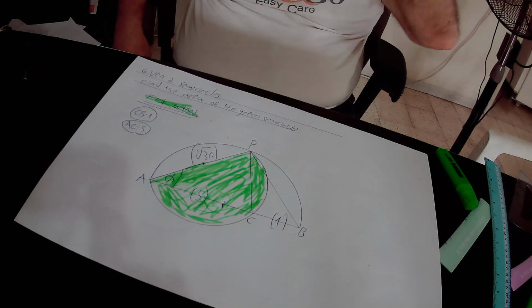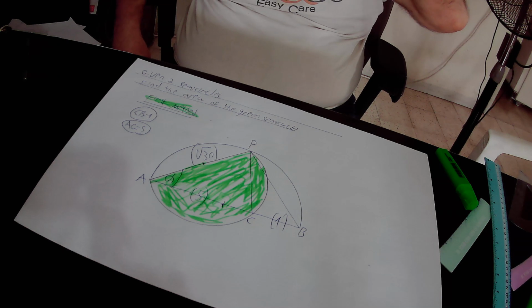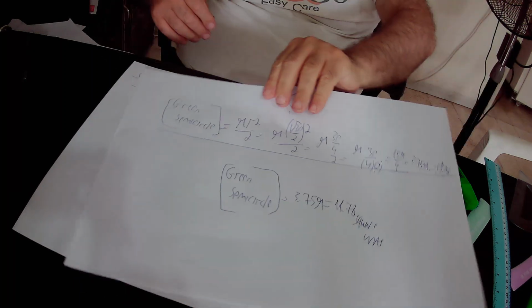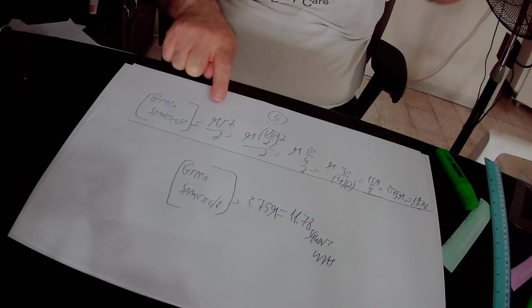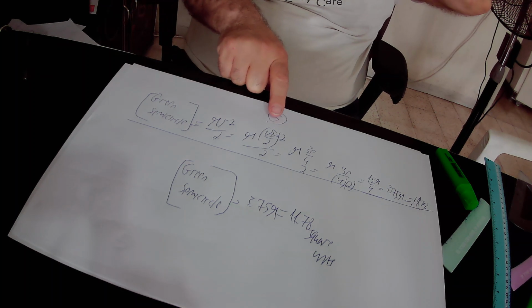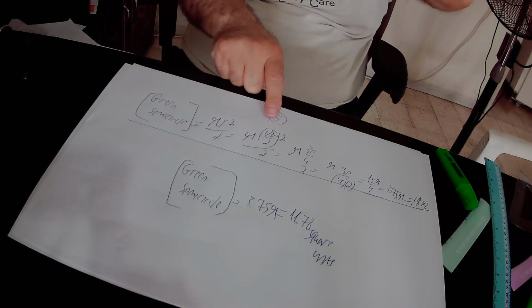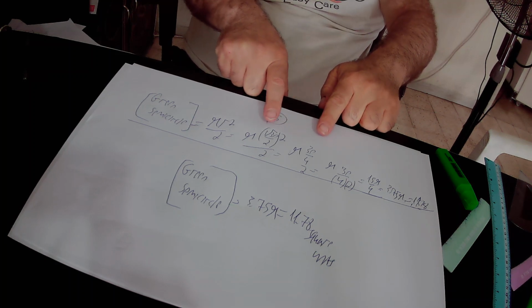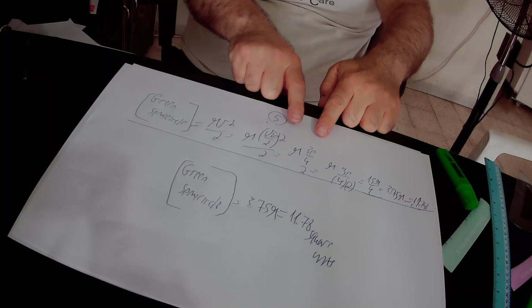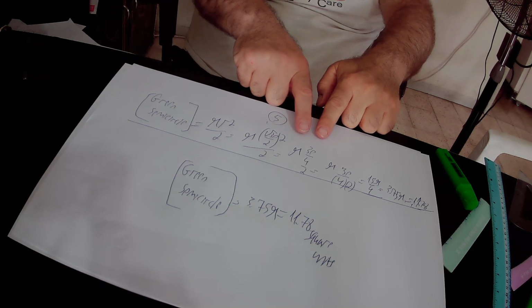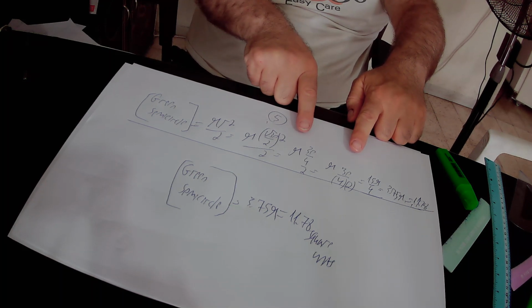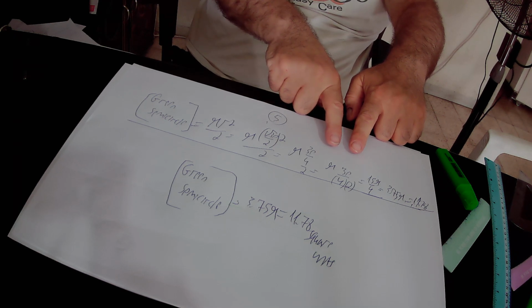The area of this green semicircle equals the area of the circle divided by 2, that is pi r squared over 2. Repeat again, the area of this green semicircle equals pi r squared over 2. So r squared is square root of 30 over 2, squared, divided by 2. The area equals pi, and the square of the square root of 30 is 30, over 2 squared is 4, divided by 2. So in total, the area equals pi times 30 over 4, over 2, which is 30 pi over 4 times 2.